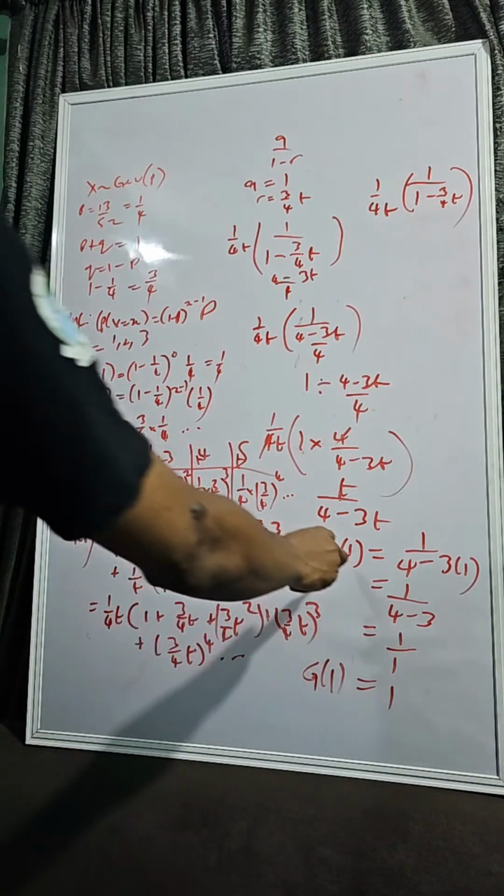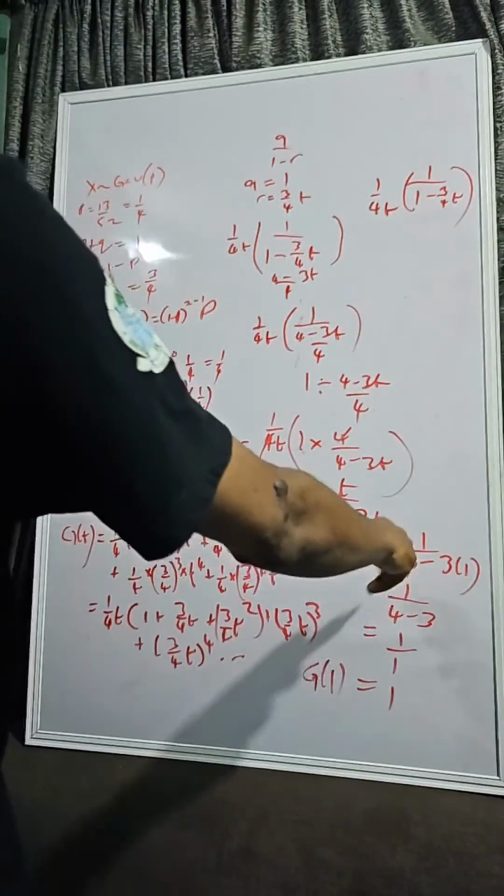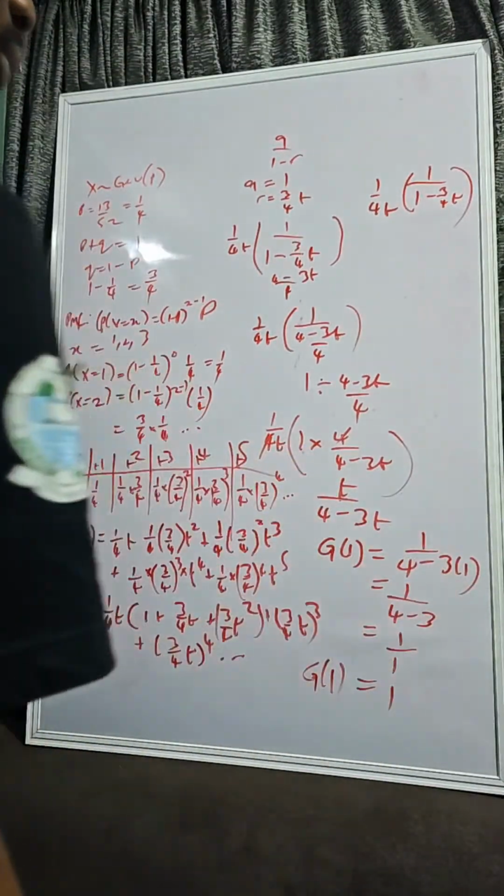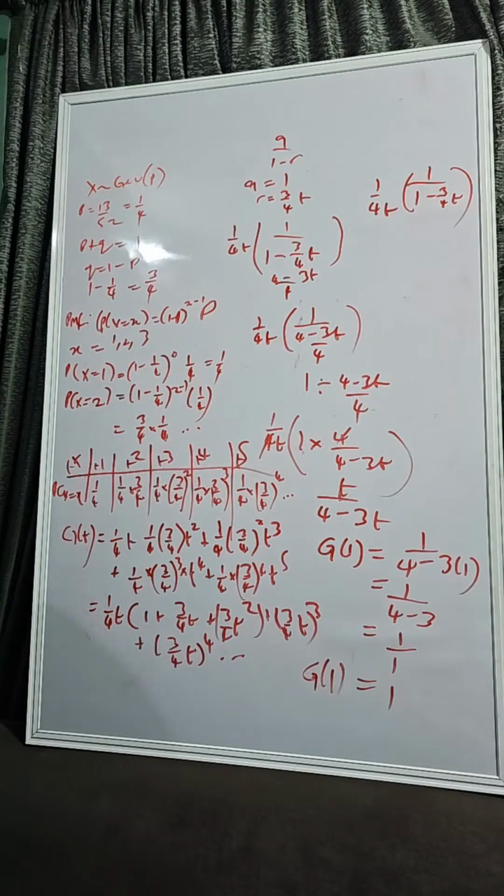So when you slot in your g of 1, you have what? 1 divided by 4 minus 3, which is 1 over 1, which will give you 1. So there is a mistake. Where? We can process that. Where is the mistake?